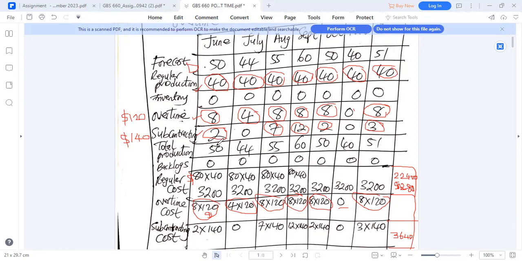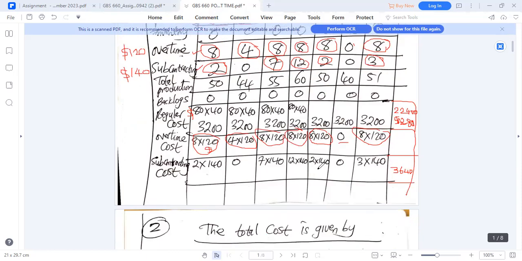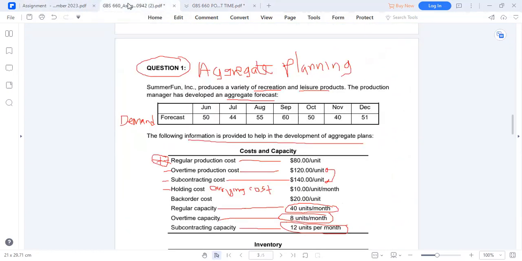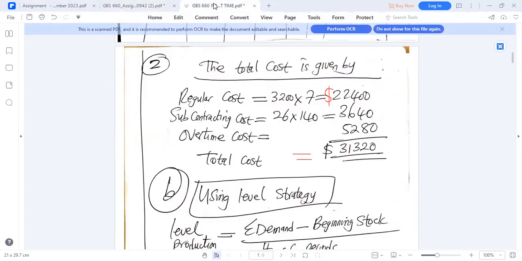And subcontracting is 2 units. So this is according to the way we have this breakdown. So the total cost of this plan came to $31,320. This is the total cost of this plan, the first one, that is. Okay, so that's the total cost of that plan.